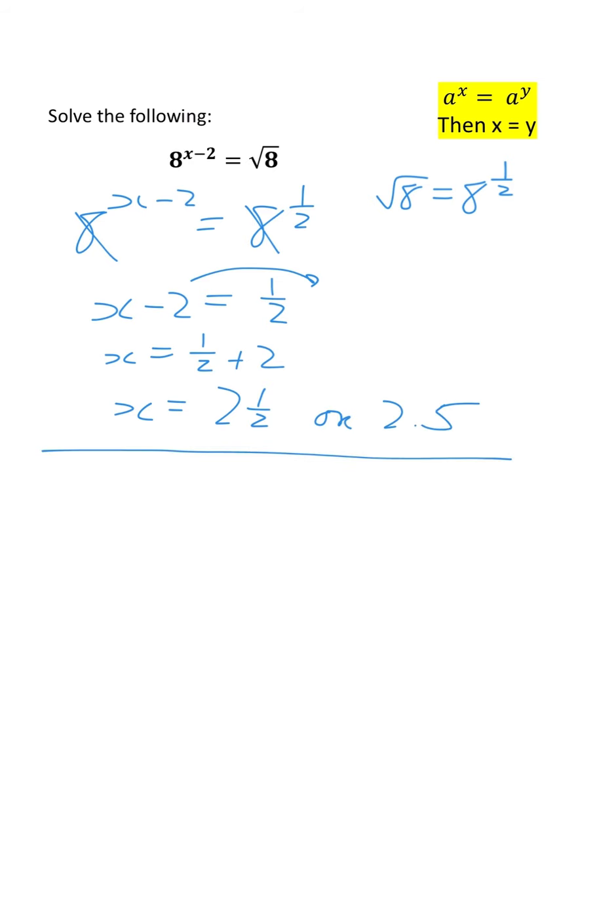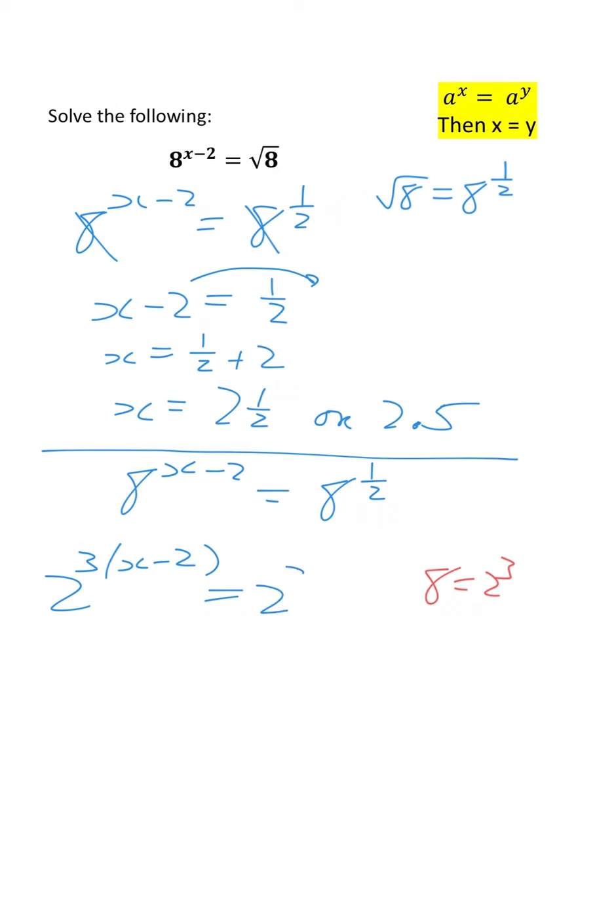Okay, another way we could have done that is I could have changed everything to the base of 2. So 8 to the power of x minus 2 is equal to 8 to the power of a half. So 8 can be written as 2 cubed. So I could have written 8 to the power of x minus 2 as 2 cubed to the power of x minus 2, equals then 2 cubed to the power of a half. Bases cancel. So we have 3 times x minus 2 is equal to 3 over 2.